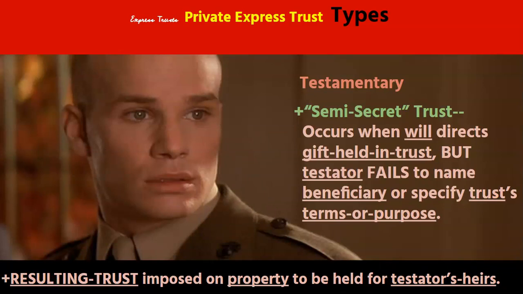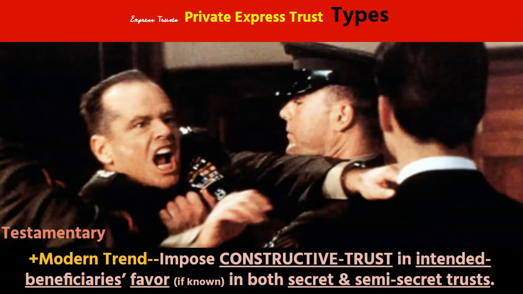Semi-secret trust. Occurs when a will directs gifts held in trust, but the testator fails to name a beneficiary or specify trust terms or purpose. A resulting trust is imposed on the property to be held for the testator's heirs. Modern trend: impose a constructive trust in the intended beneficiary's favor, if known, in both secret and semi-secret trusts.